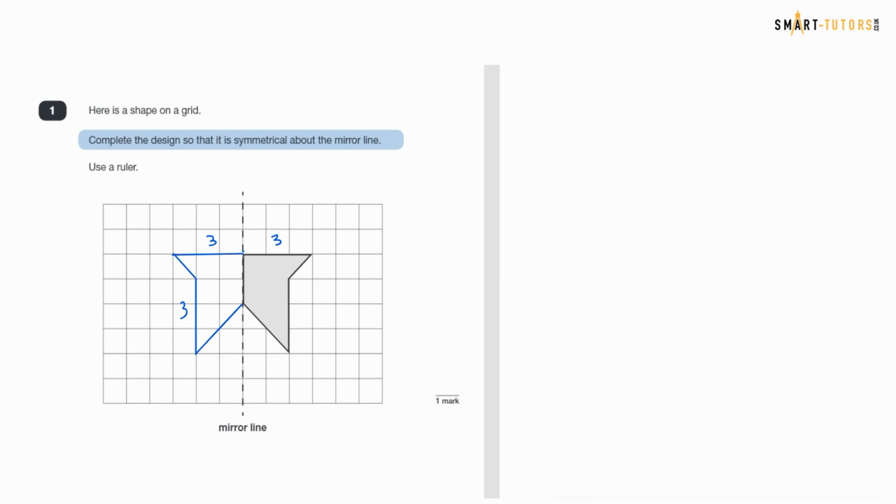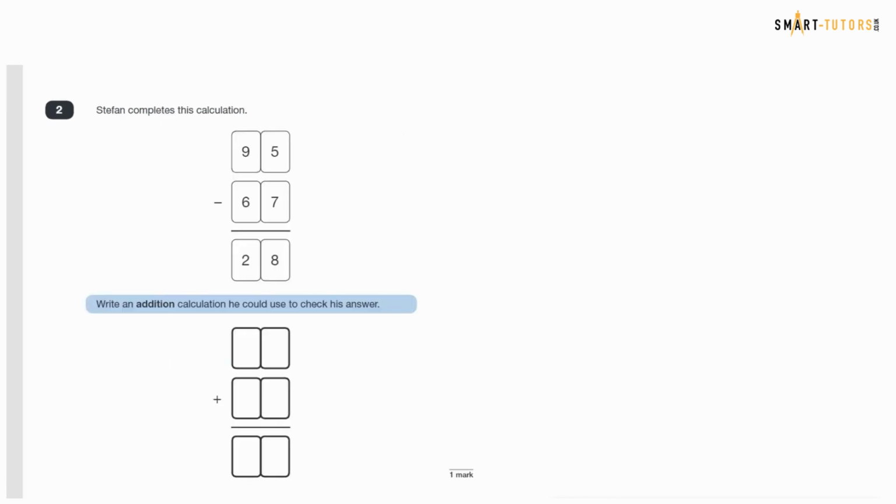So exactly, it looks like a butterfly. So you think about a butterfly. A butterfly has a line of symmetry through its body. It looks like a butterfly. That is our answer for question number 1. Let's go to question number 2.